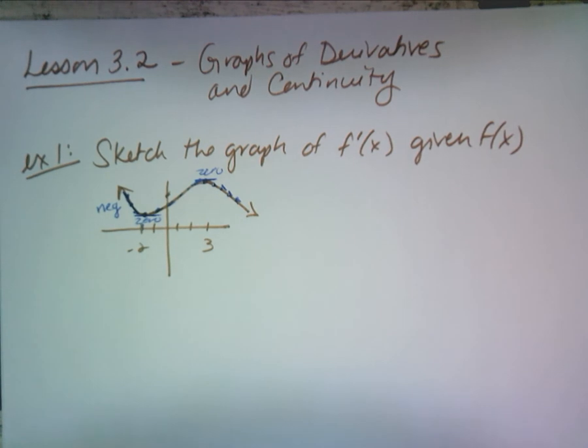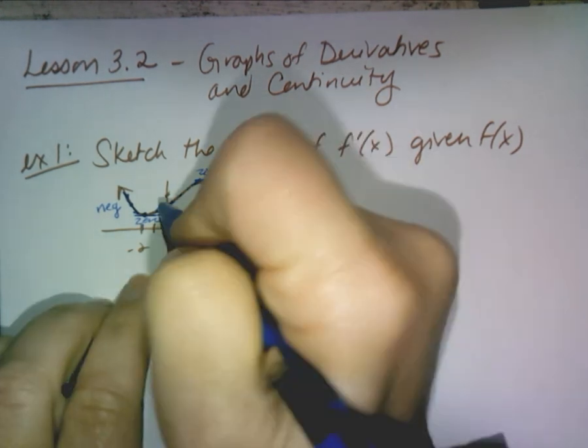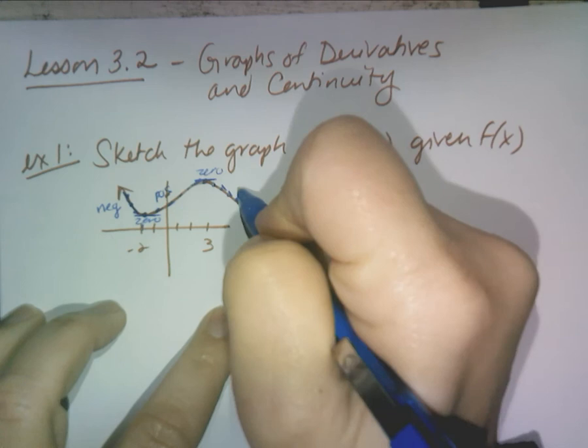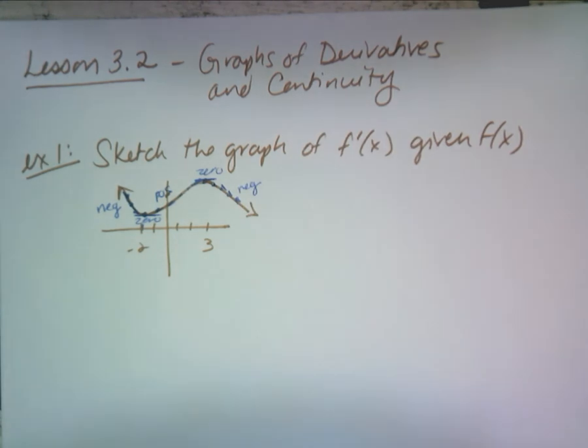Let me write positive here and then negative here. So you are going to sketch a graph for me, just a sketch. I don't need it to be completely accurate. I just need to represent where the function has a positive slope, a negative slope, and a 0 slope.